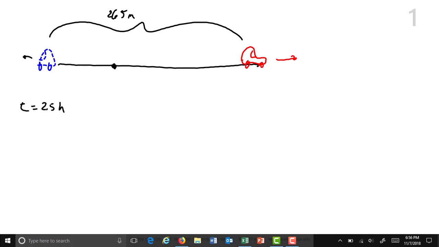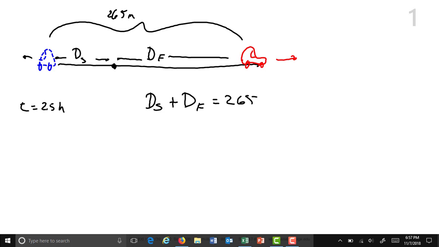So, let's see. I know that this is the distance traveled by the slow car, and this is the distance traveled by the fast car. Do you know what I mean by that? This distance and this distance. So look how this helps me set up an equation, because I know that the distance of the slow car plus the distance of the fast car is going to be equal to 265 miles, correct? And I also know what?